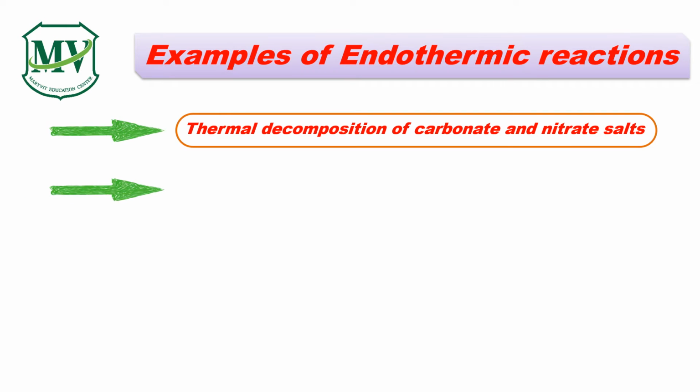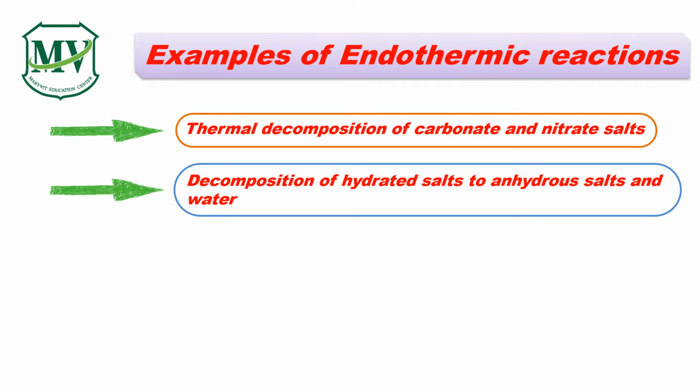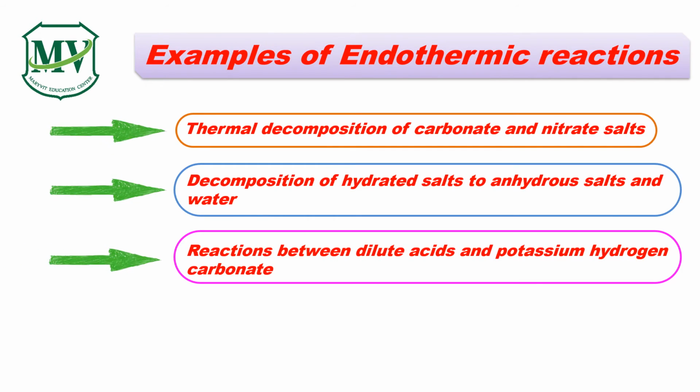Second, we have decomposition of hydrated salts to anhydrous salts and water. Often, a hydrated salt can be converted into an anhydrous salt by strong heating to drive off the water molecules. The mass of the hydrate will differ from the mass of the anhydrous salt by the mass of water that was removed during heating. Third, we have the reactions between dilute acids and potassium hydrogen carbonate.